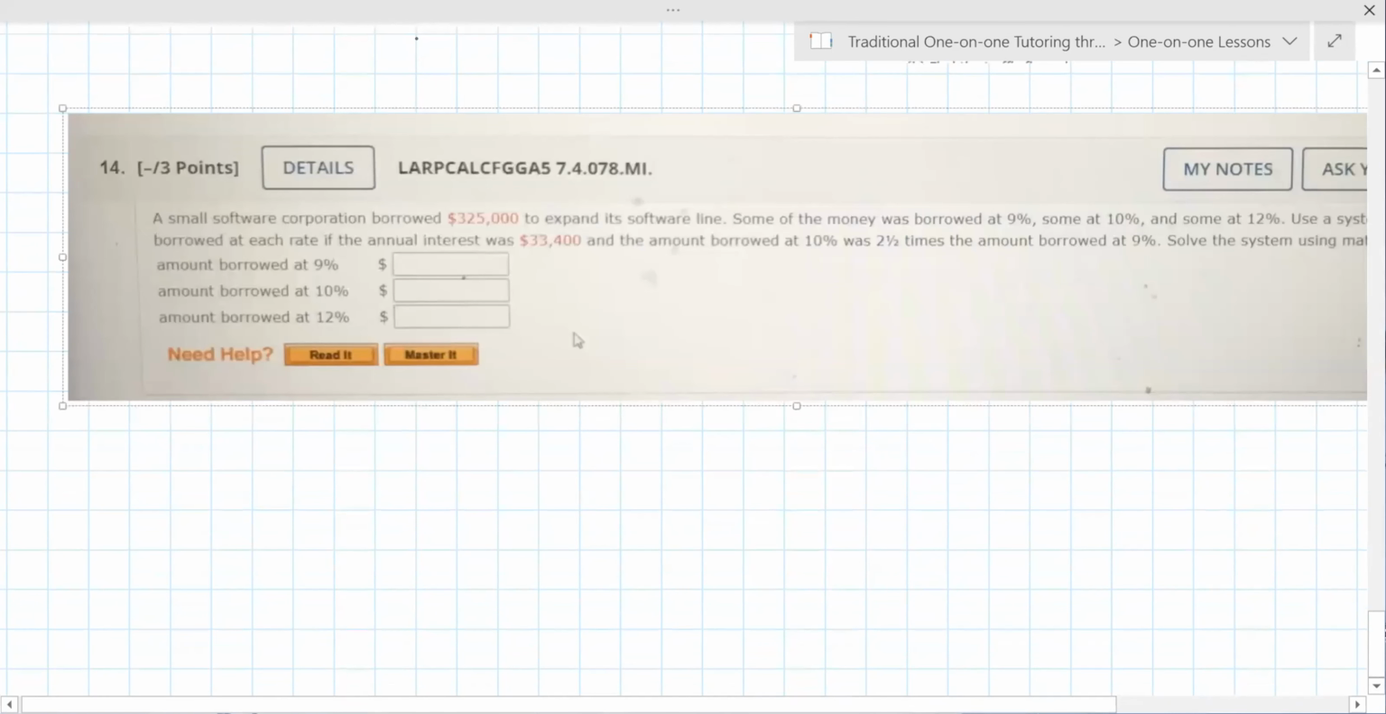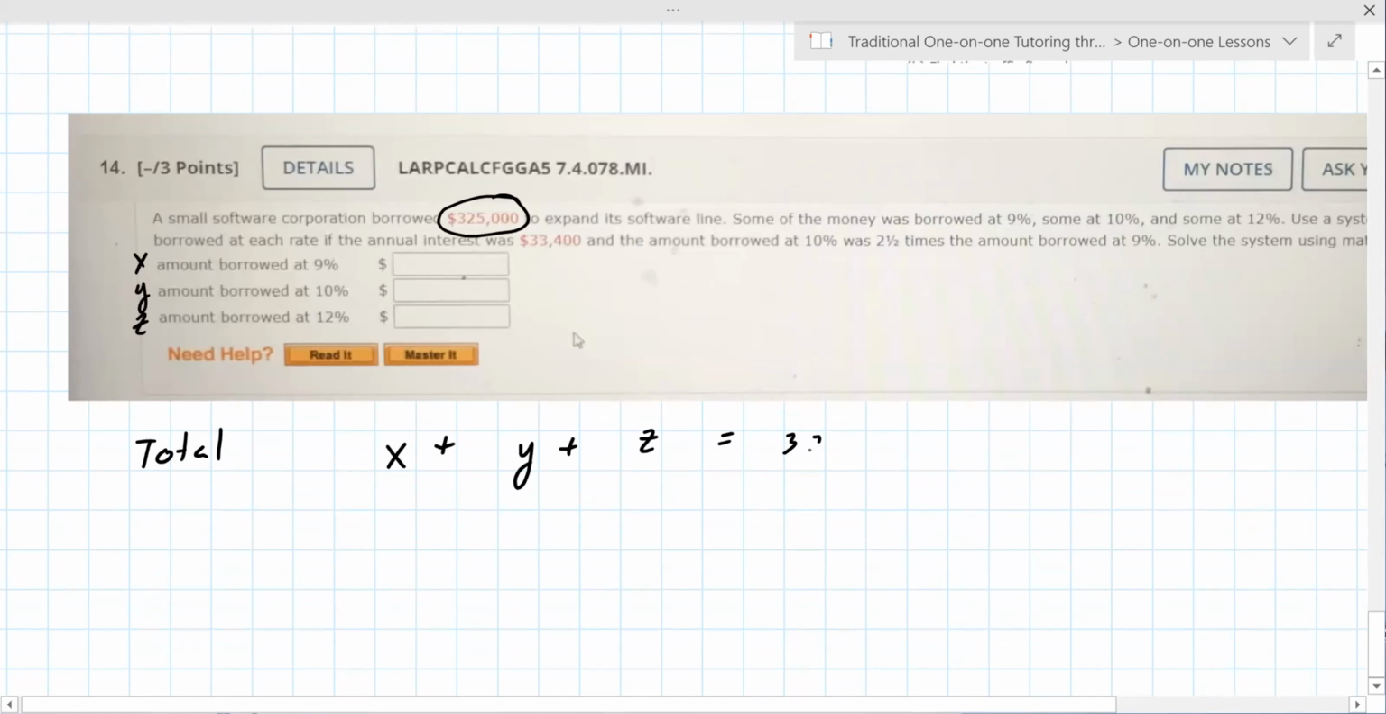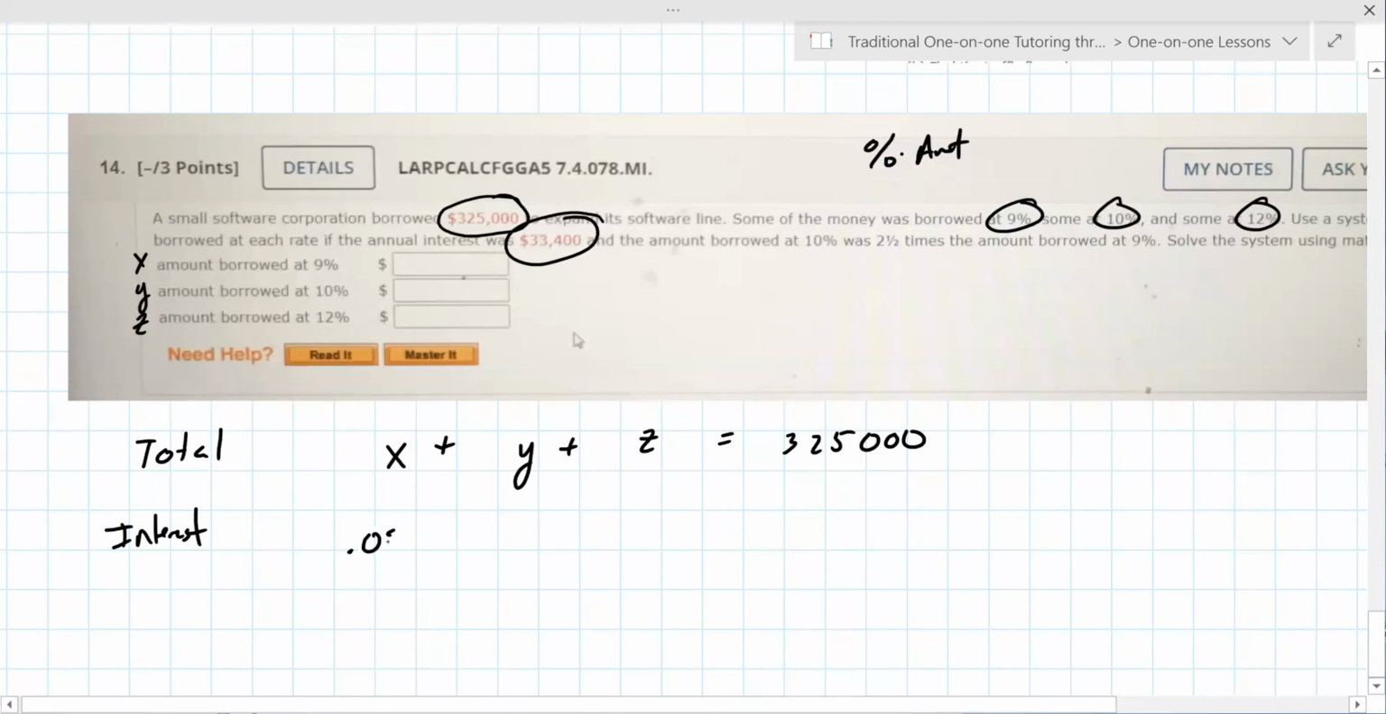You probably won't get this on the exam in this format, but the inputs tell you the variables, X, Y, and Z. A small corporation borrowed $325,000. That's your total equation. You almost always have a total equation. So X plus Y plus Z equals 325,000. They tell you how much was borrowed at what interest rates, and the annual interest. So that's the interest equation, and it's always percentage times amount. So that's 0.09x plus 0.1y plus 0.12z equals 33,400.